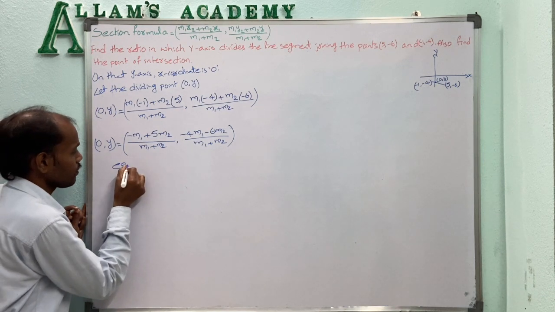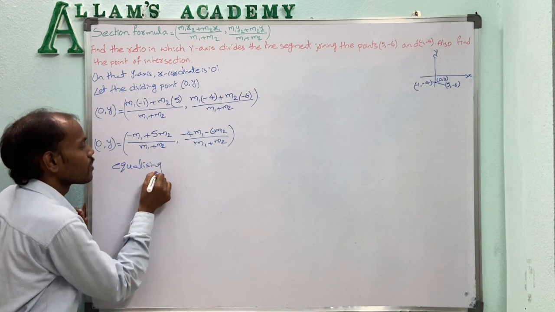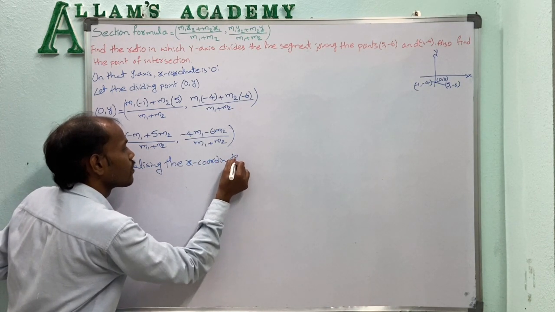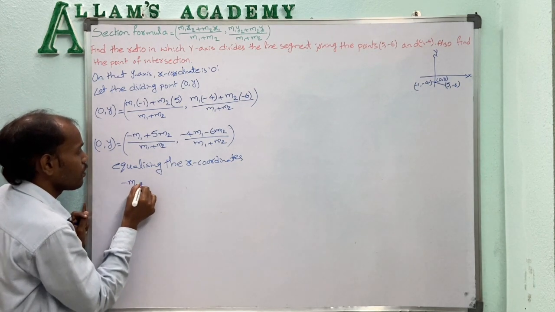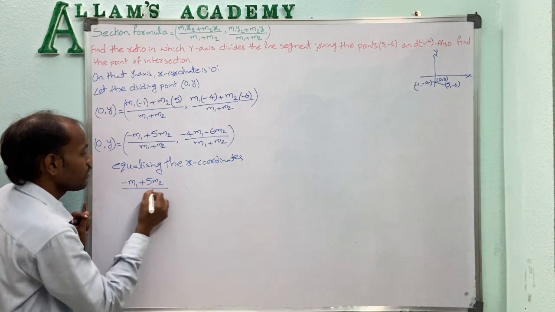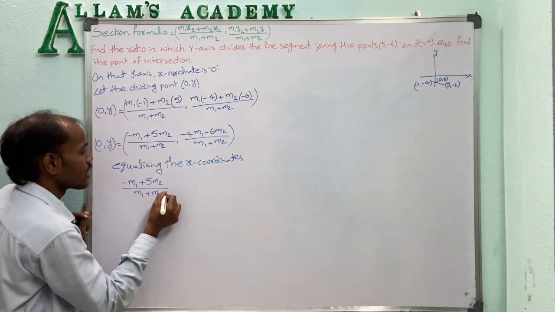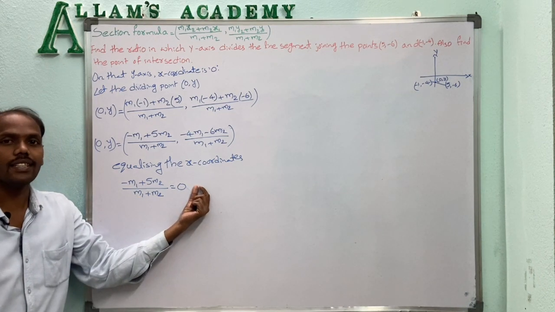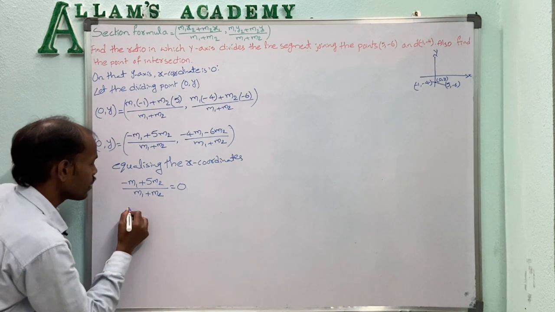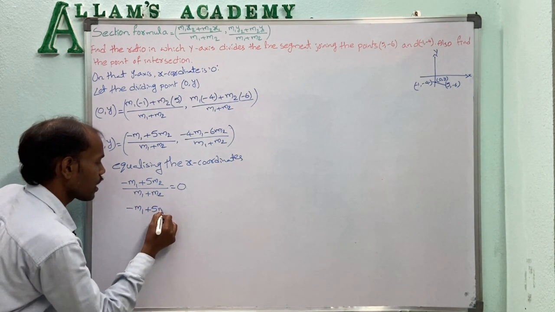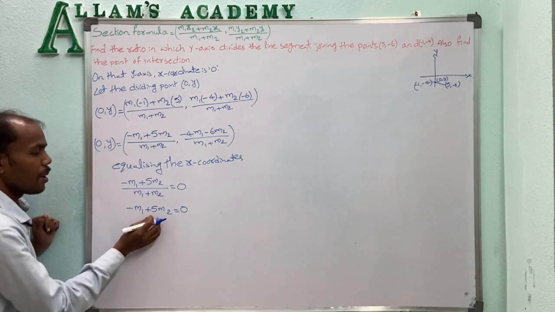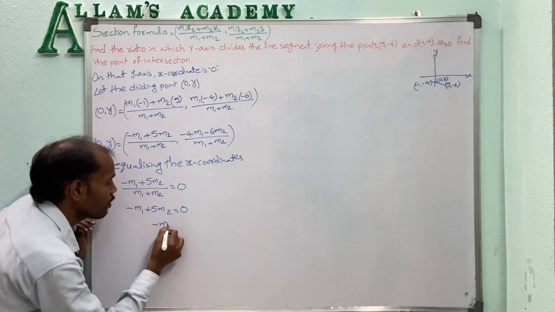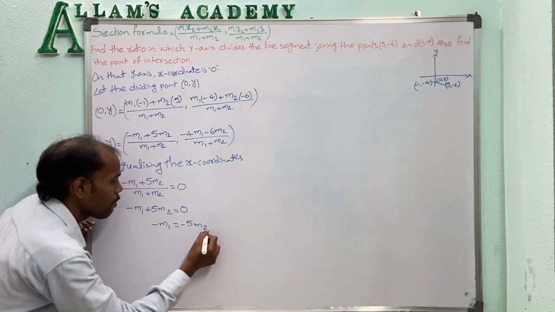So equalizing the x coordinates: (-m1 + 5m2)/(m1 + m2) is equal to 0. Now this division by m1 + m2 transfers to the RHS, that is multiplication, 0 into (m1 + m2), that is nothing but 0. So now this +5m2 transfers to the RHS, we get -5m2. 0 minus 5m2 is -5m2.